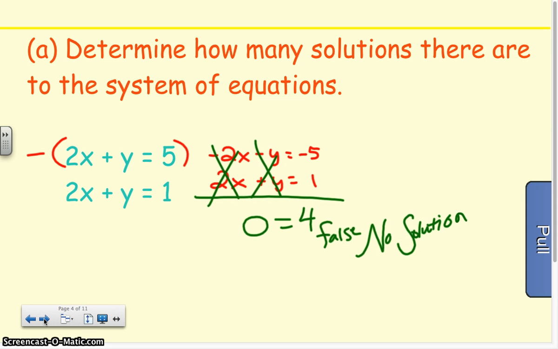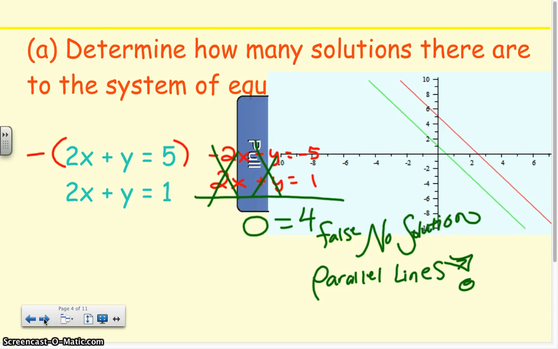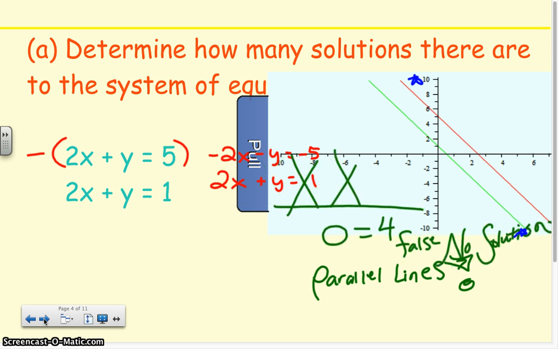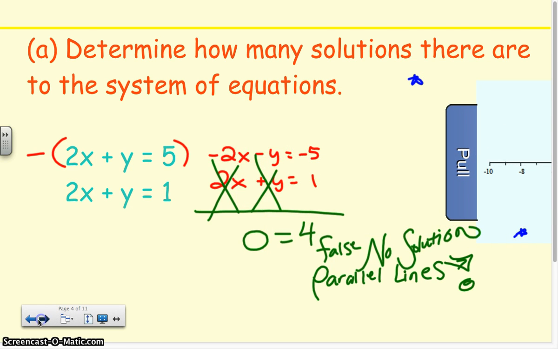And when I think about what no solution means with a system of equations, it means the lines are parallel. They are never going to intersect. Let's see what our little example has here. Yep, they have parallel lines. You see the green and the red line. They're parallel. They are never, ever, ever going to intersect.